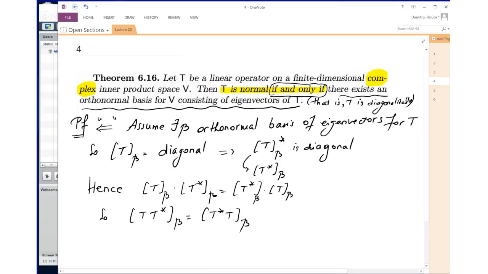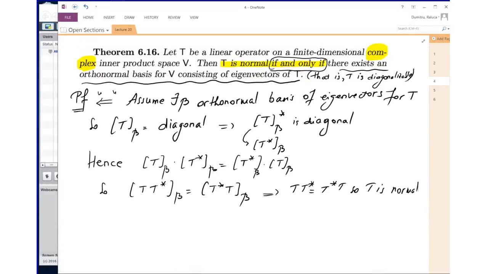So the matrices of T star T and T T star are identical in some orthonormal basis beta, which implies that the two operators are equal. T is normal. Okay. So this is an argument that we've seen before. So why is it an if and only if condition?